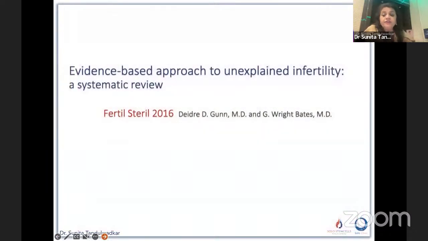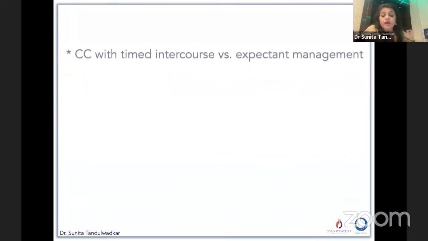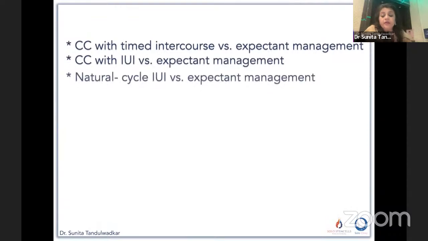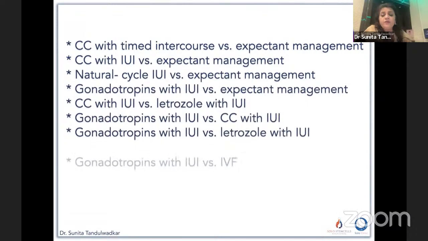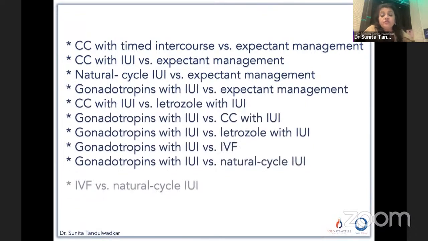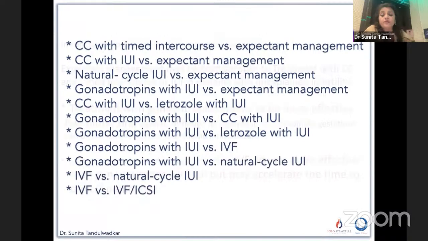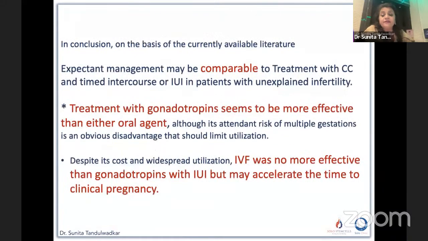Unexplained infertility, what is the evidence-based approach? Just to give a revision, with ovulation induction, there are so many methods, so many ways you can think about doing, and there are so many ways they have done the comparison. What is important is expectant management may be comparable to the treatment with CC and timed intercourse. Gonadotrophin is always going to be more effective than just the oral ovulogen.